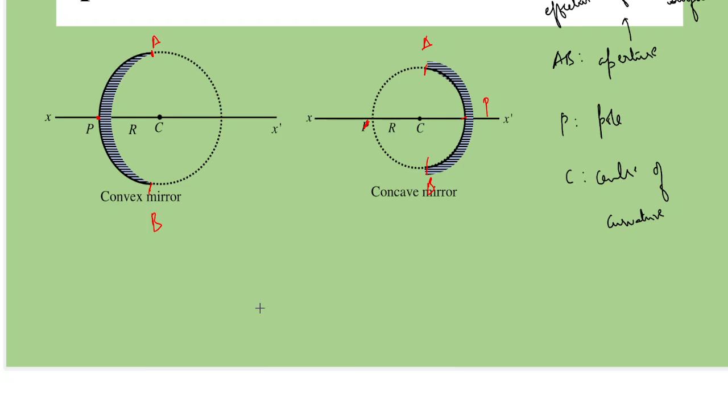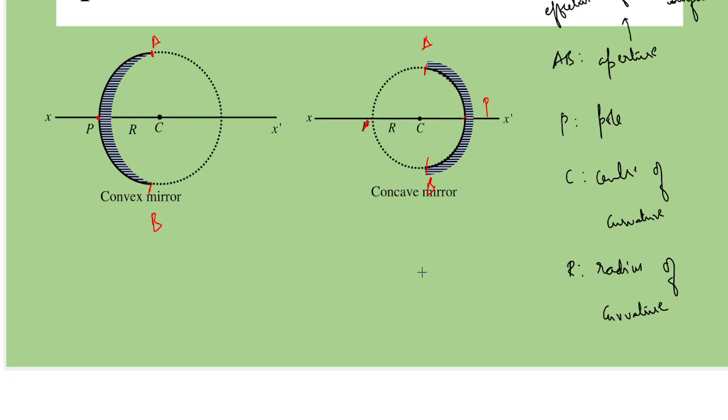Now, the distance between the center to this point, to the pole, if it was a complete sphere, then the distance between the point C to point P is called the radius. But here, we don't have a complete sphere. Rather, what we have here is only a part of the sphere. In that case, the distance between the pole to C is called r. This r is called the radius of curvature because we have only a part of the sphere, not the complete sphere. So remember these 4 points.